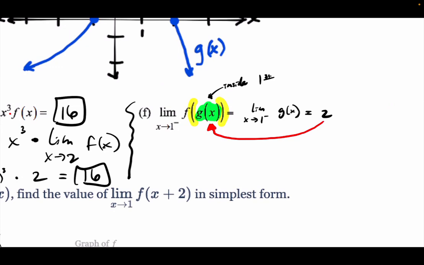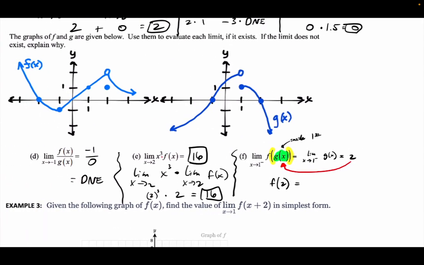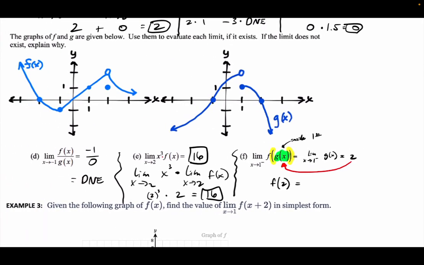I've already done the limit, so I don't have to do the limit again. So it's going to be f of 2. No more limit, because the limit has already been found, which is 1. So f of 2 is positive 1, because that's where the dot is, right? f of 2 is right here. So it would be positive 1. So the answer to the whole thing is positive 1.